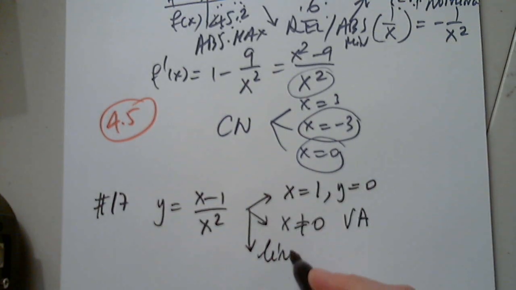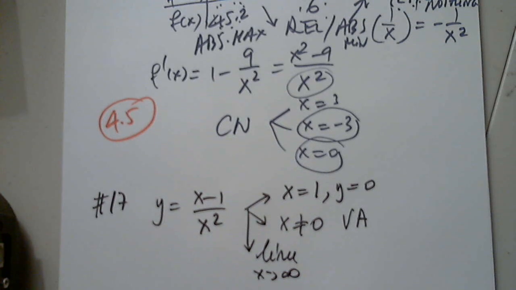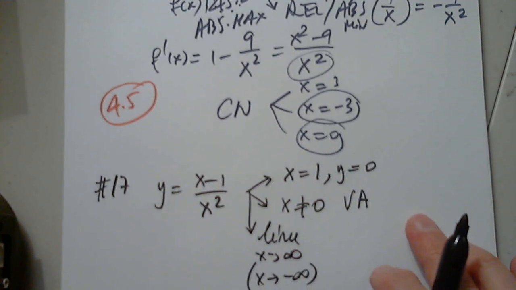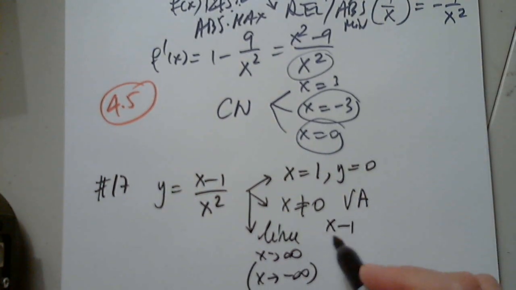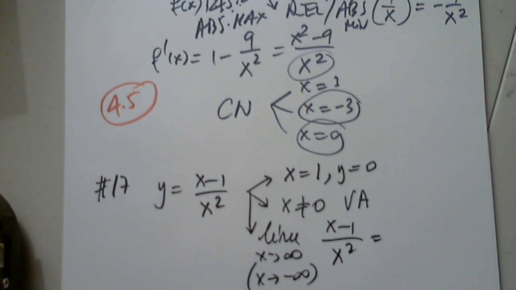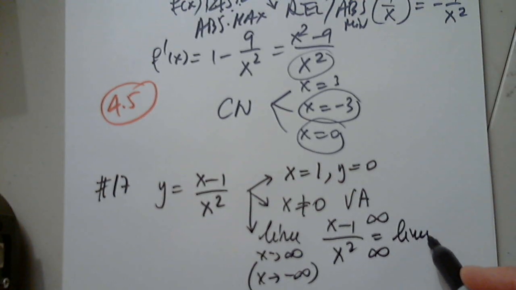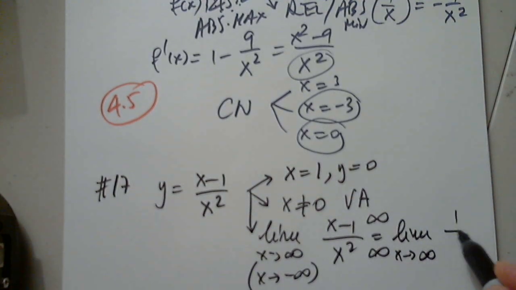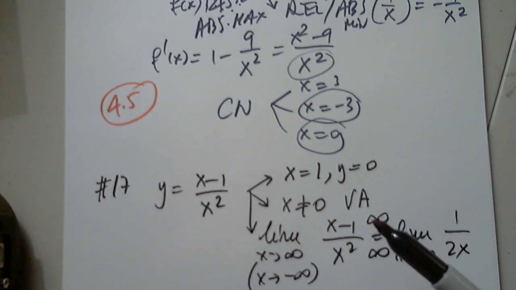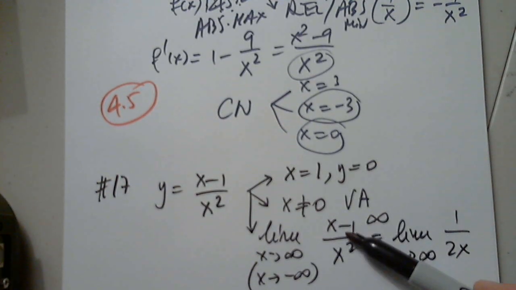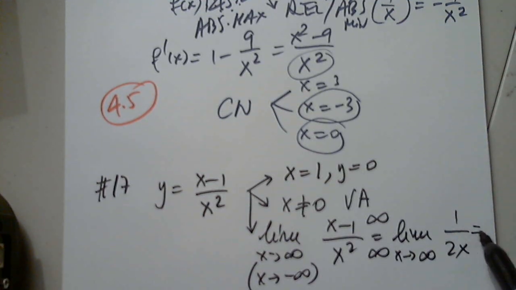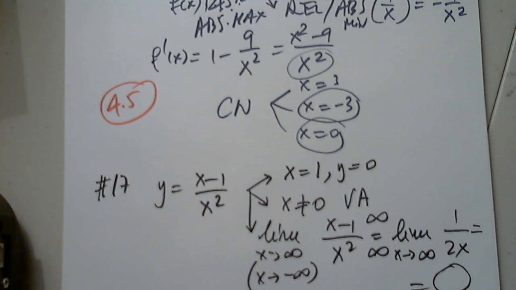So the limit as x approaches infinity or negative infinity is not going to make any difference, of x minus 1 over x squared. We can use L'Hopital's rule. It's infinity over infinity. So then we have the limit as x approaches infinity of 1 over 2x. But we don't even need to, because we know that when the degree of the top is smaller than the degree of the denominator, the horizontal asymptote is always 0. Like here, 1 divided by infinity, 0.